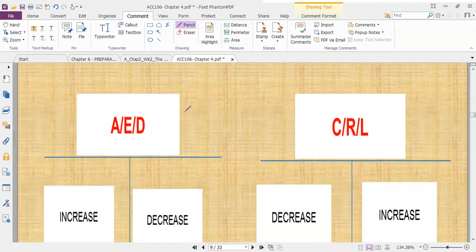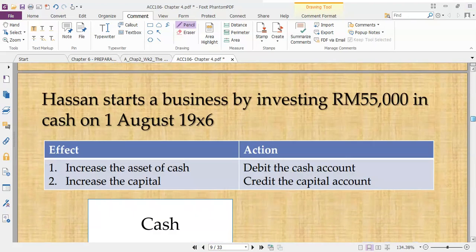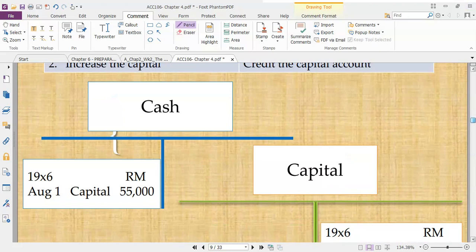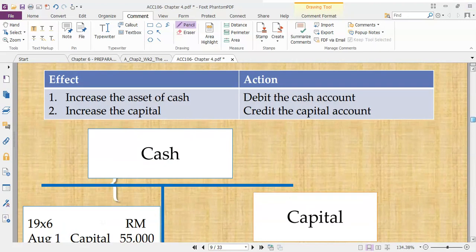Okay, so sama juga kalau yang saya ajar tadi, AED, CRL ke CLR tu tak kisah, tapi dia akan ada grup yang sama lah. Okay, increasing sebelah debit, decreasing sebelah credit. Then decreasing sebelah debit, increasing sebelah credit. Okay, so dapatlah kita summarizekan ikut kepada elemen yang saya dah terangkan tadi. Okay, so tengok ya, tengok soalan.